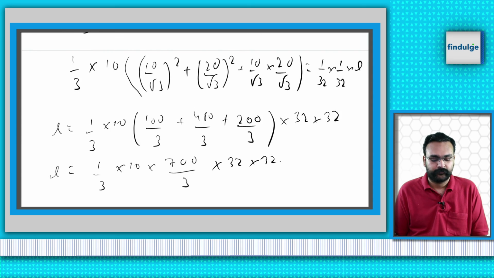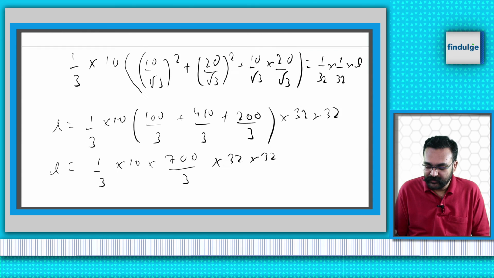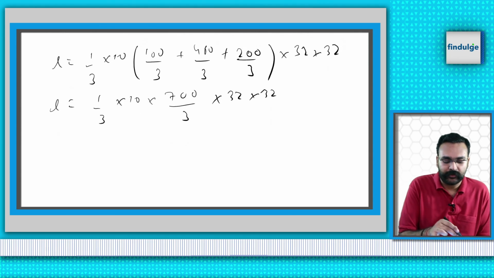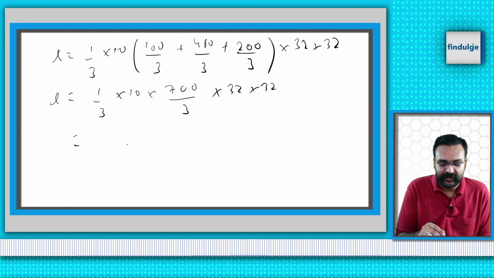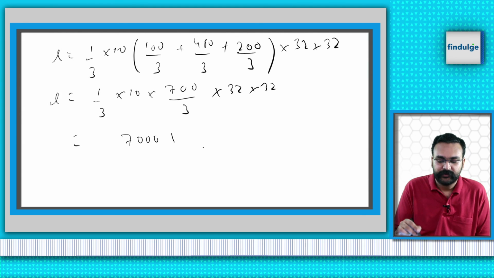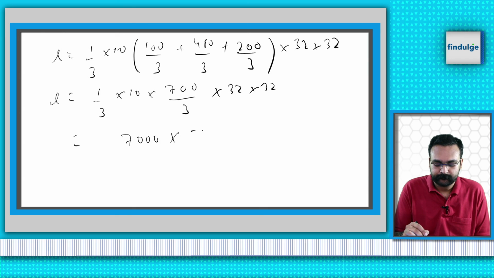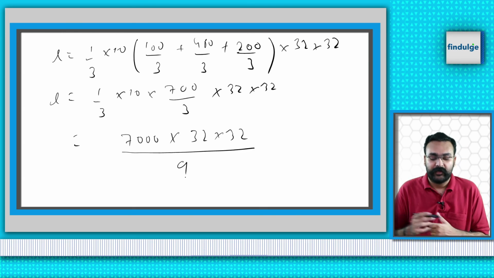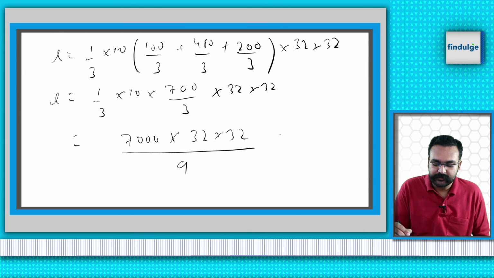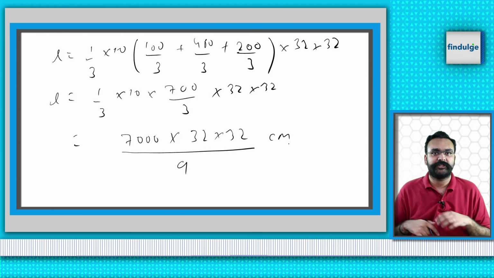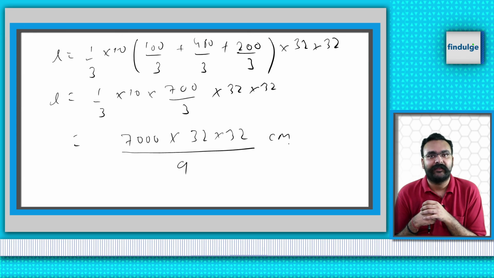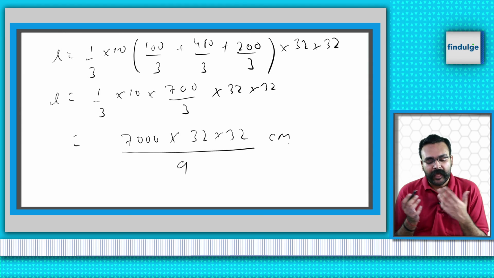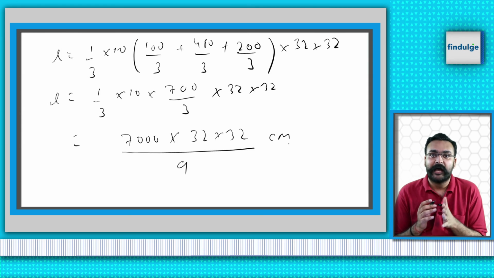into 32. Of course, once again, you can simplify and calculate. So this will be 7,000 into 32 squared divided by 9. And of course, the unit will be centimeters because we have used centimeters throughout the chapter. And so once again, you can find the final answer for yourself. Nothing overly major. I just don't want to mess the page, right? And so this is how you will approach questions.